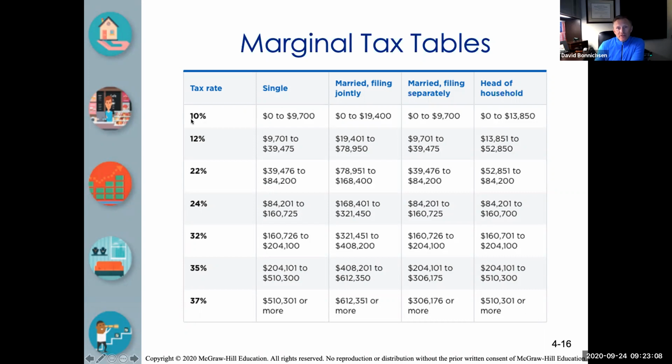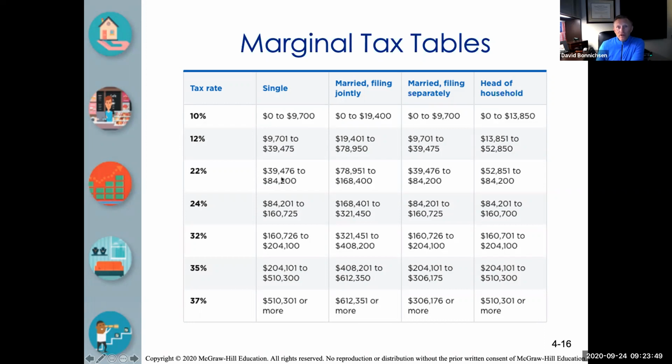You face a 10% tax rate on the first $9,700 that you earn. You face a 12% tax on the difference between 39,475 and 9,701, which is 29,775. You have to pay tax on this whole bracket, and the difference between this number and this number is 29,775. So 29,775 at 12% tax, in addition to 10% of 9,700.